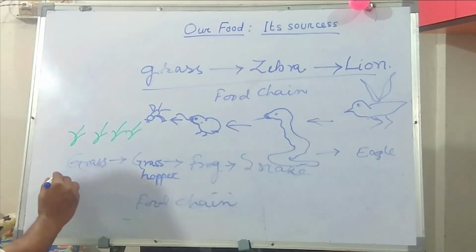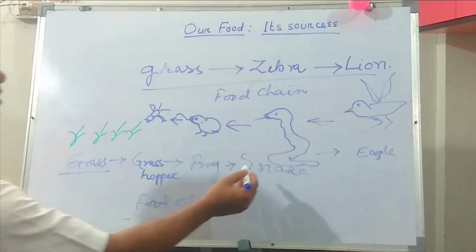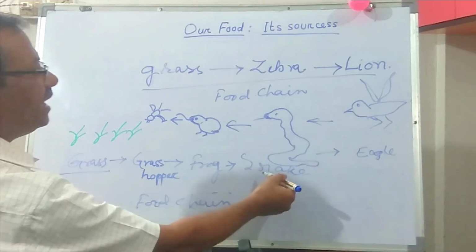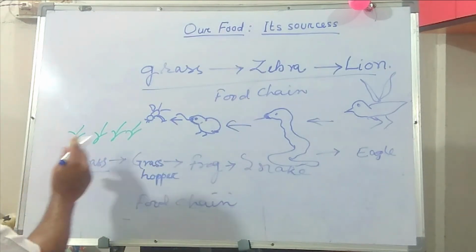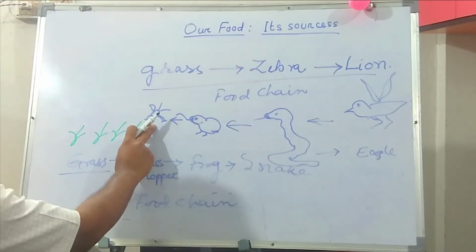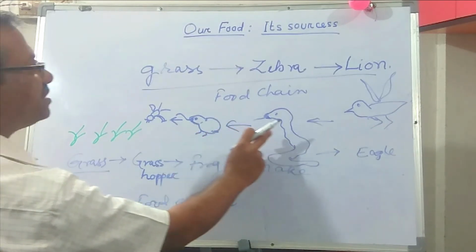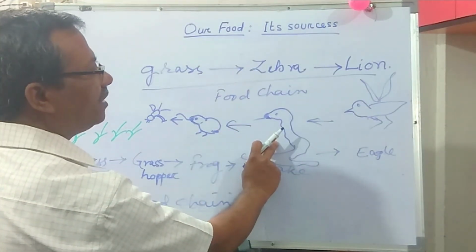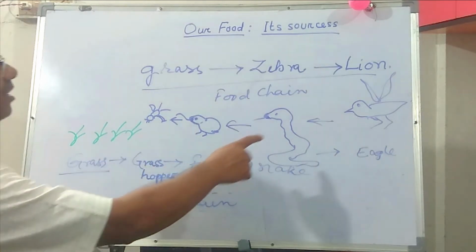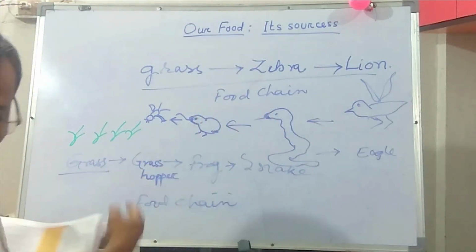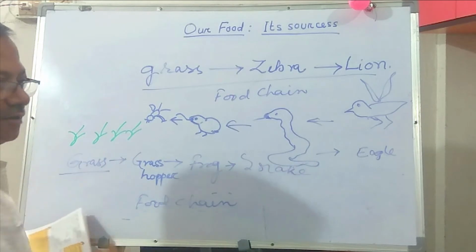Food chain. On grass, the grasshopper lives. The grasshoppers are eaten by frogs. Frogs are eaten by snake, and the snake is eaten by eagle. If grass is not there, then grasshopper cannot survive. If grasshoppers are not there in the environment, frogs will reduce. If there is no frog, snake cannot survive, and if the snake is not available in the environment, the eagle will die out. So, in the food chain, all the individuals, all the species depend on each other.